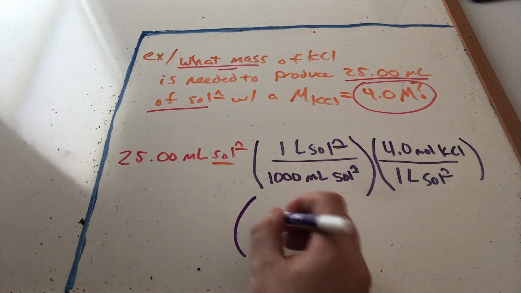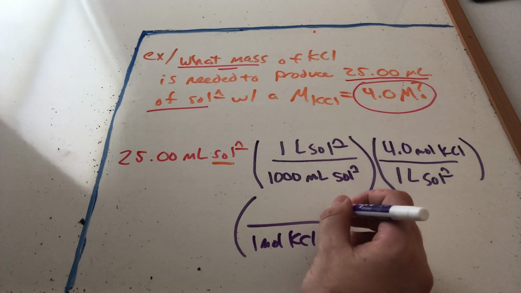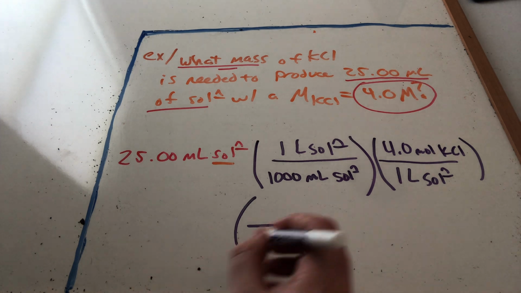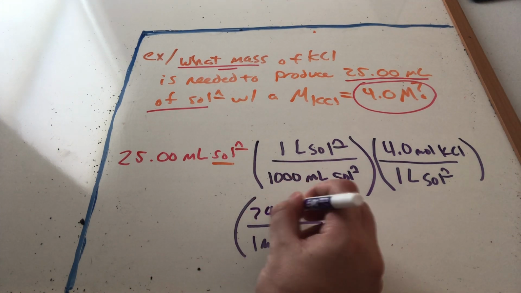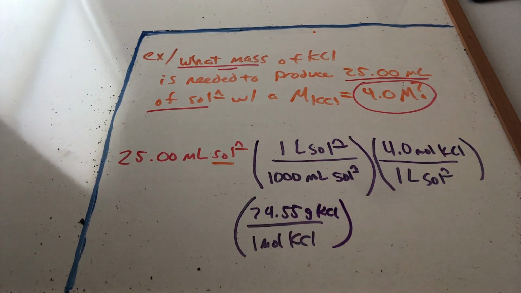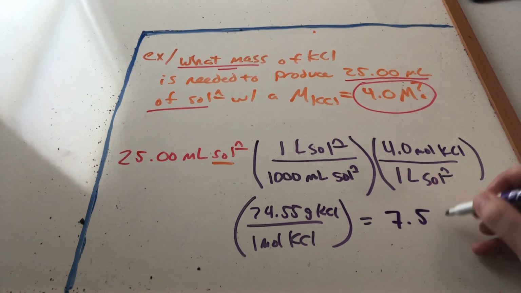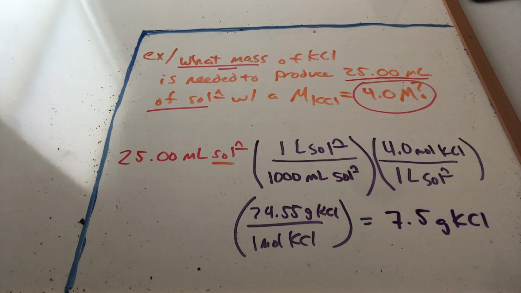So now, if I know I have 1 mole of KCl, I can look on the periodic table and determine that there's 74.55 grams of KCl for every 1 mole of KCl. And then I hit my final unit that I need. And I see that everything cancels, and what I get at the end is 7.5 grams of KCl.